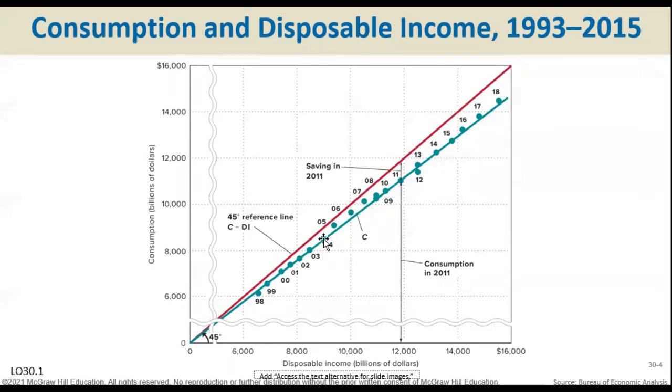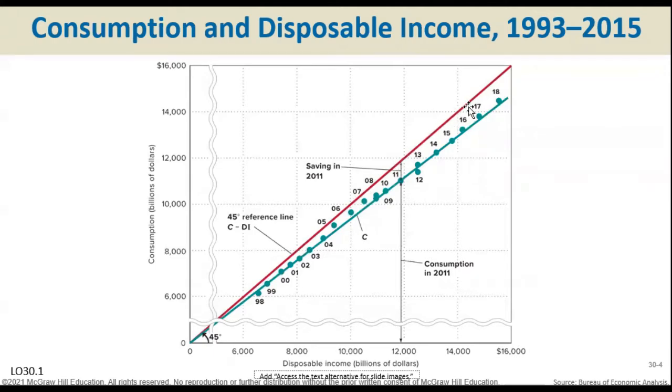And also you have the 45-degree line, which is the red curve that we have over here. The line C, which is the blue one, is your consumption, and that shows you the relationship between consumption and the disposable income. So you can see that direct relationship between consumption and disposable income.